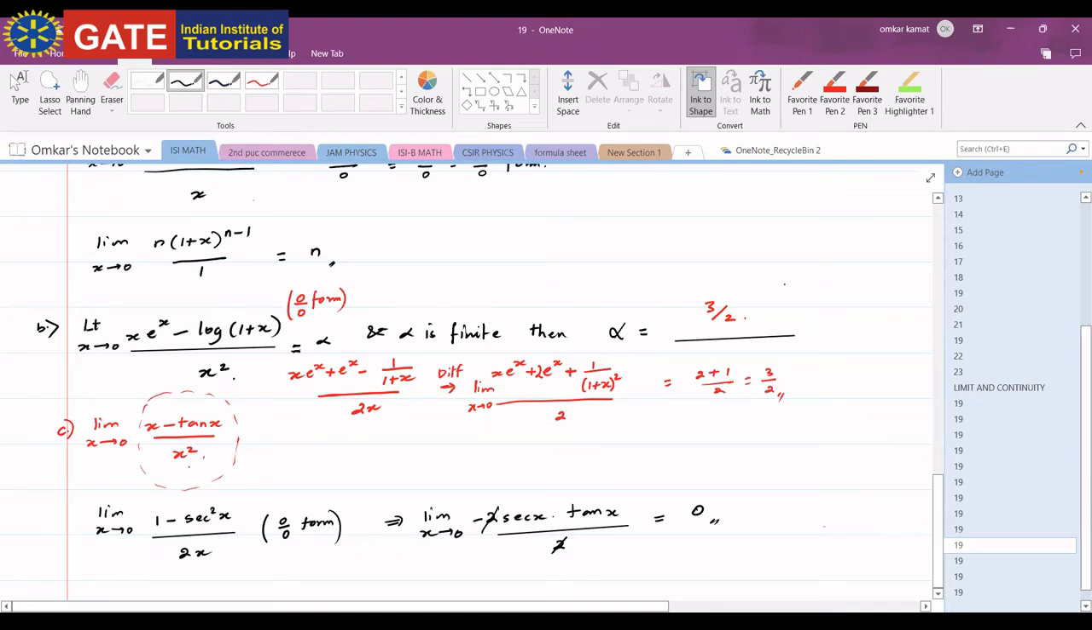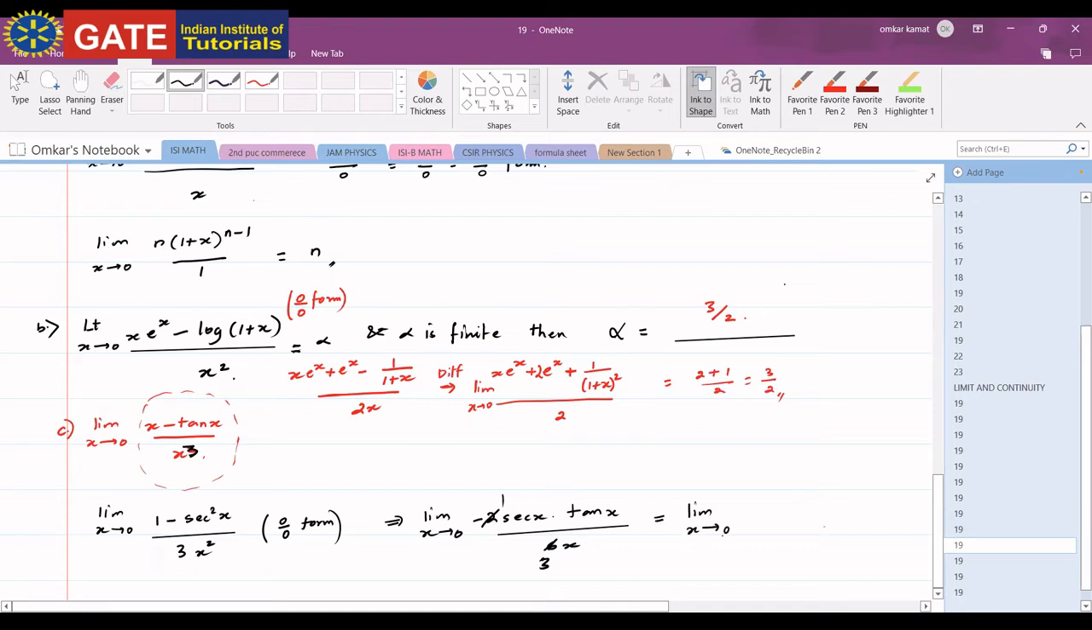Okay, if it would be x cube here, then this would be 3x square, then this would be 6x, correct? Sir, we would have to do it one more time. No, we have to do only one more time. Then this will be 3, and tan x upon x will be 1.